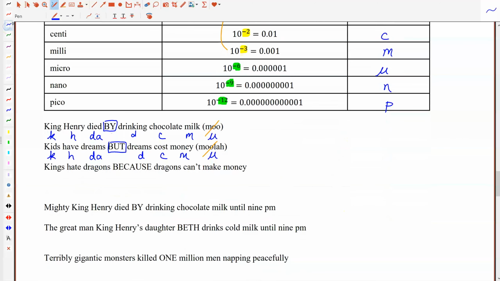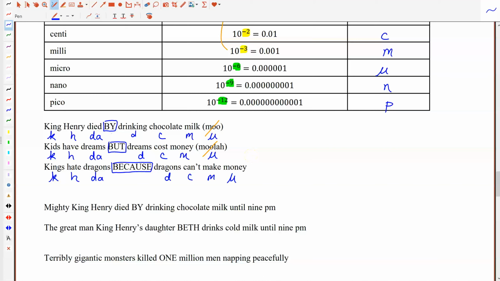All right, here's another one. Kings hate dragons because dragons can't make money. So you've got your kilo, hecto, deca, base, deci, centi, milli, and then micro. The micro on these ones is always obviously a little bit weird because the symbol for micro is not M because it's already being used. We're using that Greek letter.